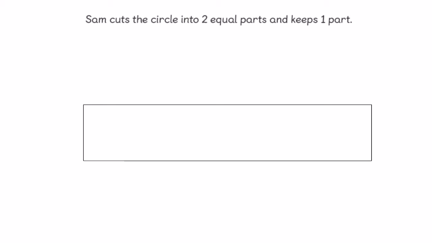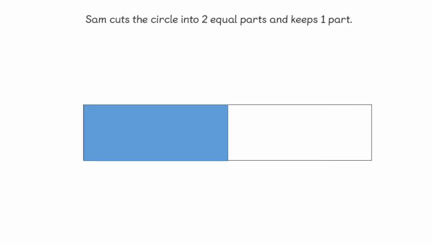We know that Sam cut the circle into 2 equal parts and kept 1 part. So instead of having a circle, this time I've got a bar, and Sam cut it into 2 equal parts. So just like we folded our circle, I'm going to do the same to the bar. I can see now there are 2 equal parts. Sam kept 1 of those 2 equal parts, so I'm going to shade 1 of the parts.